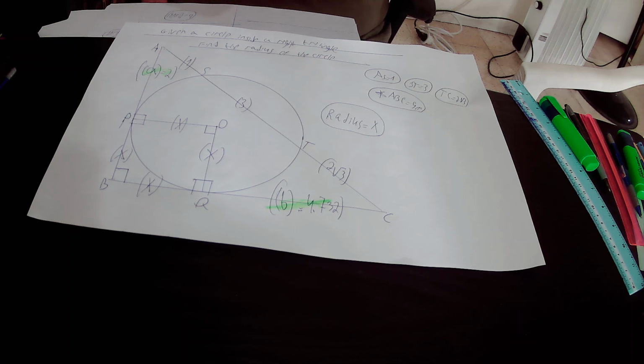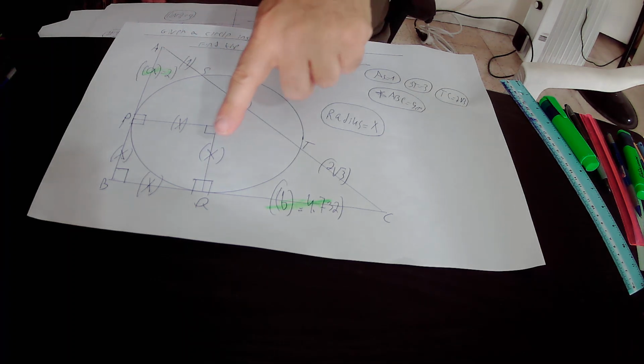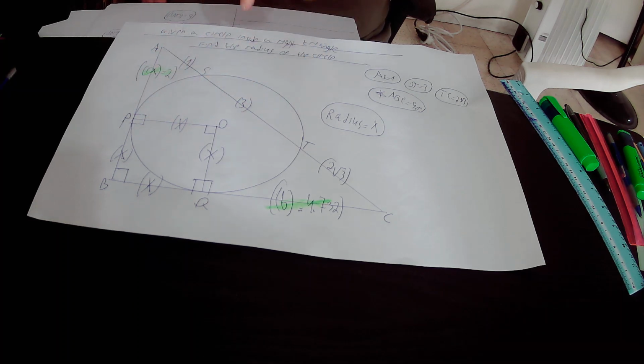So we find out that this quadrangle POQB is not just a rectangle but a square, because all of its sides are equal to each other. Each side of this quadrangle is equal to x. Therefore, this quadrangle POQB is a square.